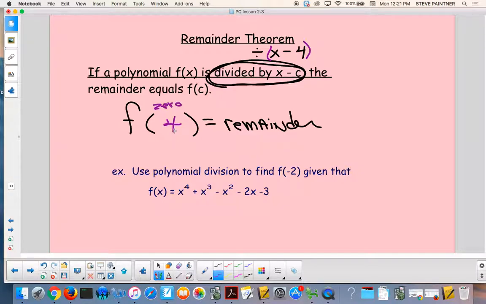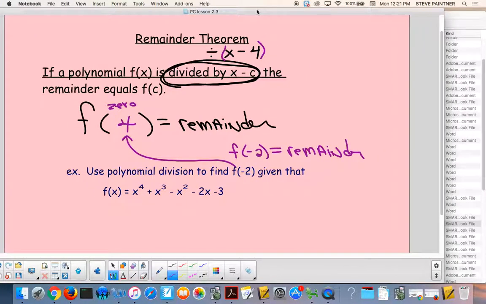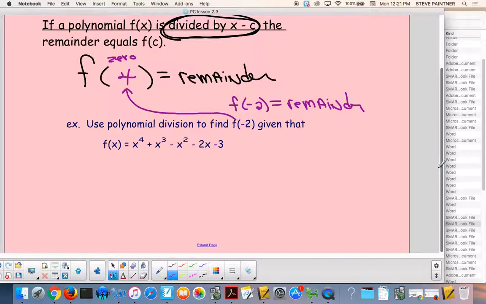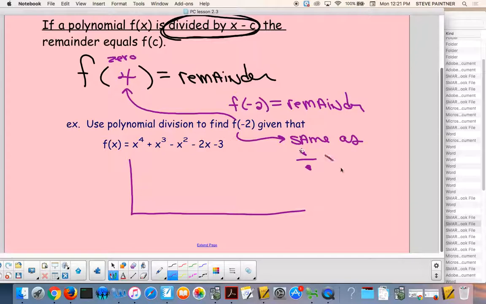Use the polynomial division to find f of negative 2. Well, if you think about it, guys, this is kind of what they're saying. F of negative 2, if you're told to evaluate the function at negative 2, the answer will be what? The remainder. So last week you and I did this right here, and we said if we use synthetic division, I'm going to draw another arrow over here. This is the same as dividing by x plus 2. Got it. Okay, just so you know that.